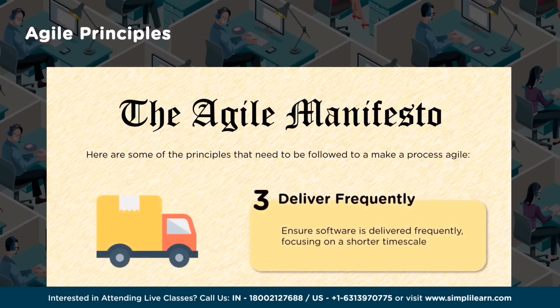Principle 3: deliver frequently. Ensure software is delivered frequently, focusing on shorter time scales. As I was mentioning while discussing the manifesto point, I keep creating smaller pieces of product modules so that I keep putting them into the base model and integrating them. Ultimately, once all the features and functionalities are integrated, we have a complete product. So this needs to happen more frequently. The release of those working pieces should happen repeatedly, so that the customer sees those working pieces, experiences them and gives feedback. Quick changes to those working pieces then become easier.